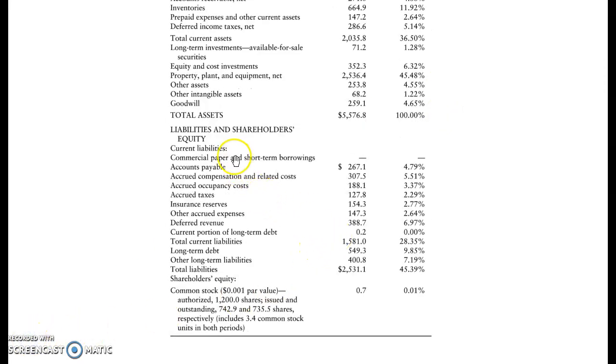We can do the same thing with the liabilities and shareholders' equity section. We would just take each line item, so in this case accounts payable, 267.1, and we would divide it by total liabilities and shareholders' equity, and that would give us the 4.79%.